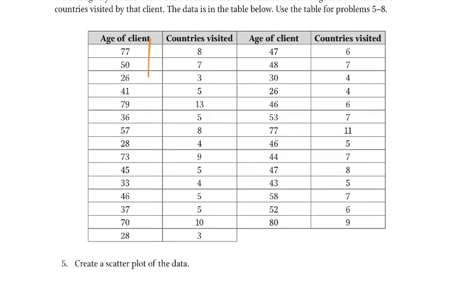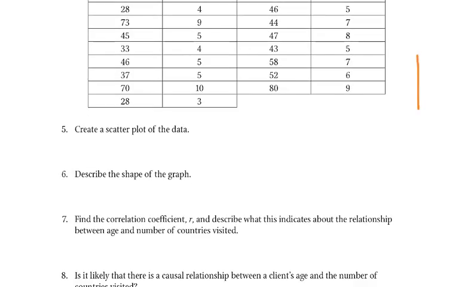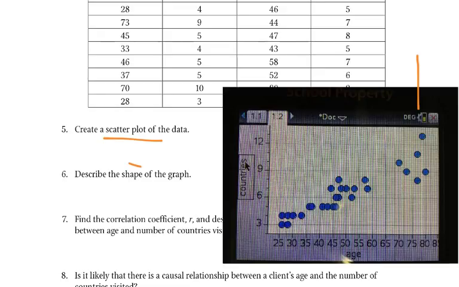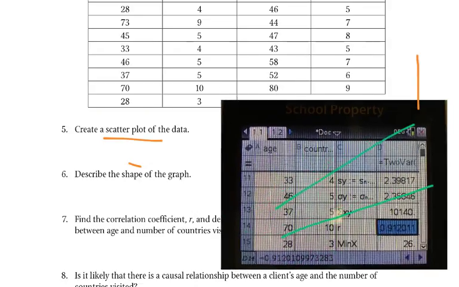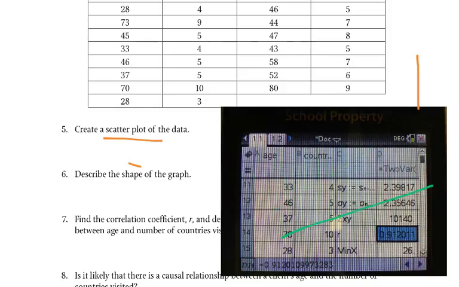Now, age of client versus countries visited. So we create a scatter plot first, and then let's look at our data. Now, if we look at this one, with this scatter plot, we can see that it looks like it's positive. It's pretty close together, so it's probably a strong positive, but we need that correlation coefficient to really tell us mathematically what it means. So we take a look at that correlation coefficient here, and we see that it's got a correlation of 0.91, which is really strong, almost to 1, so a really strong positive correlation.